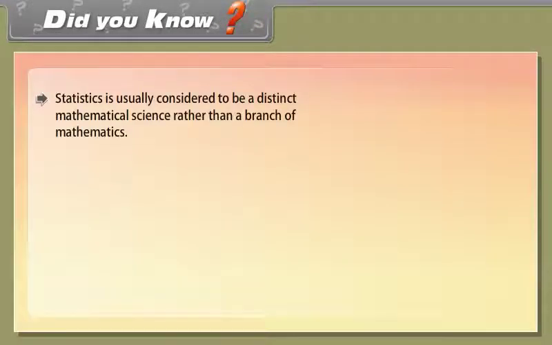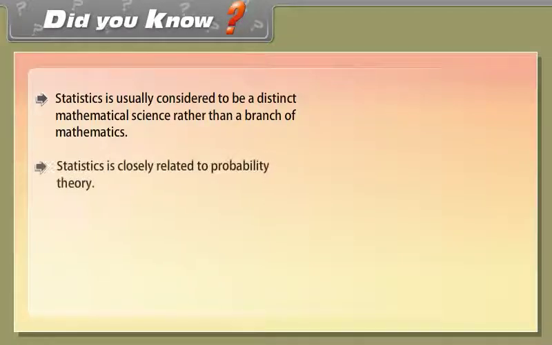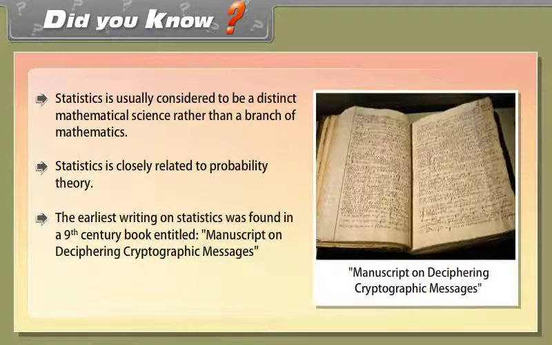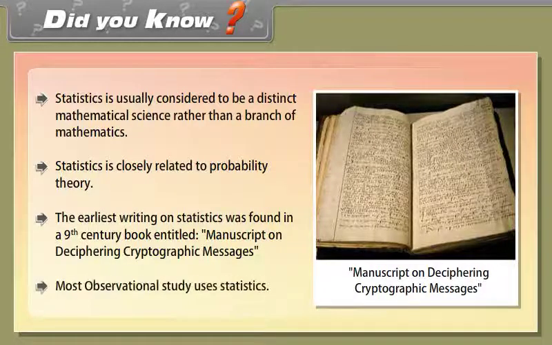Did you know? Statistics is usually considered to be a distinct mathematical science rather than a branch of mathematics. Statistics is closely related to probability theory. The earliest writing on statistics was found in a 9th century book entitled Manuscript on Deciphering Cryptographic Messages. Most observational studies use statistics.